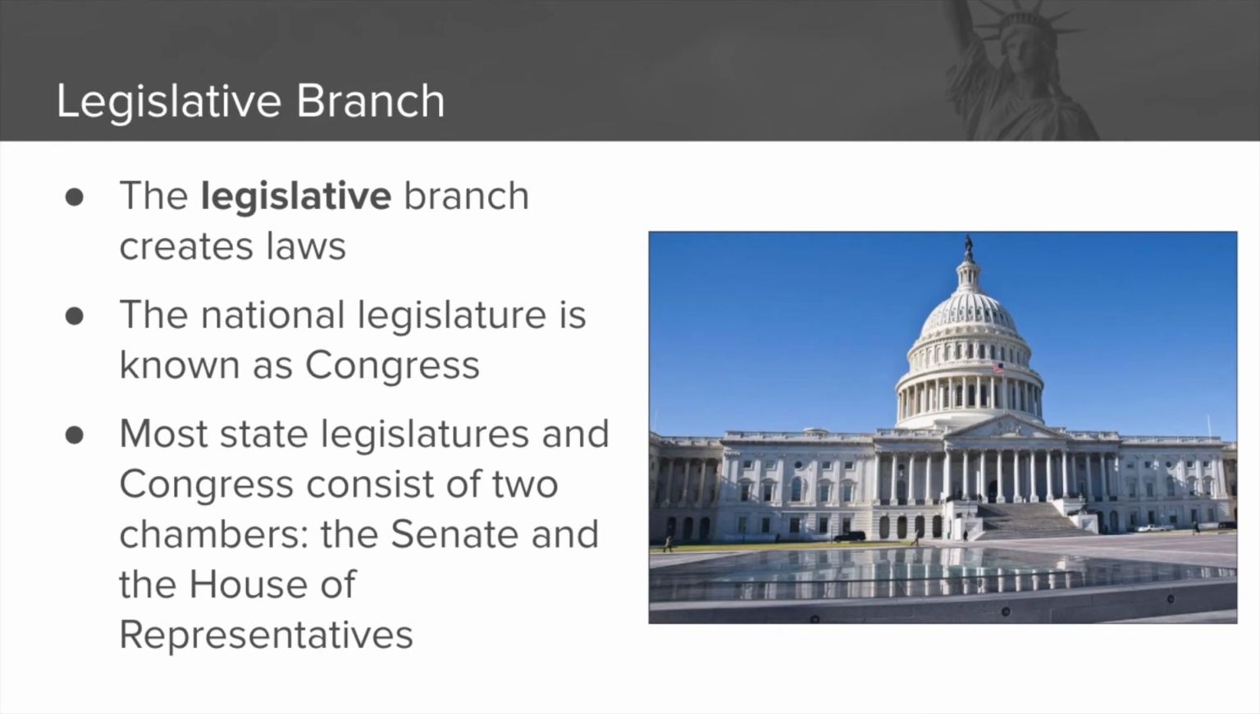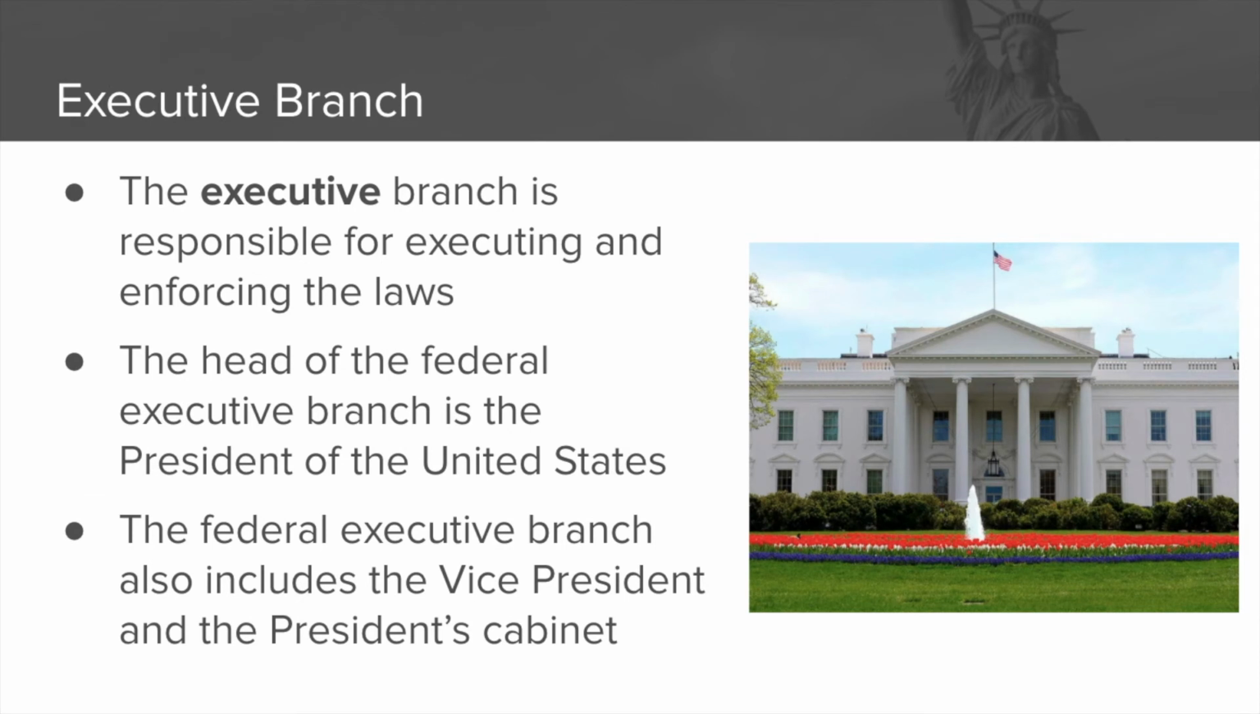Okay, so make sure you get down that the legislative branch creates laws. Okay, so now we're just going to go ahead and get into the executive branch. So the executive branch is responsible for executing and enforcing the laws that the legislature passes.